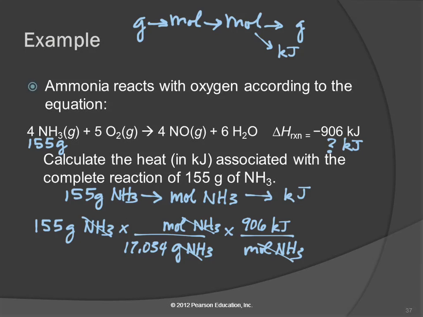So there we go. 155 divided by 17.034 times 906. So 8244.1 kilojoules. How many sig figs? 3. So the best thing is to call that 8.24 times 10 to the third kilojoules.